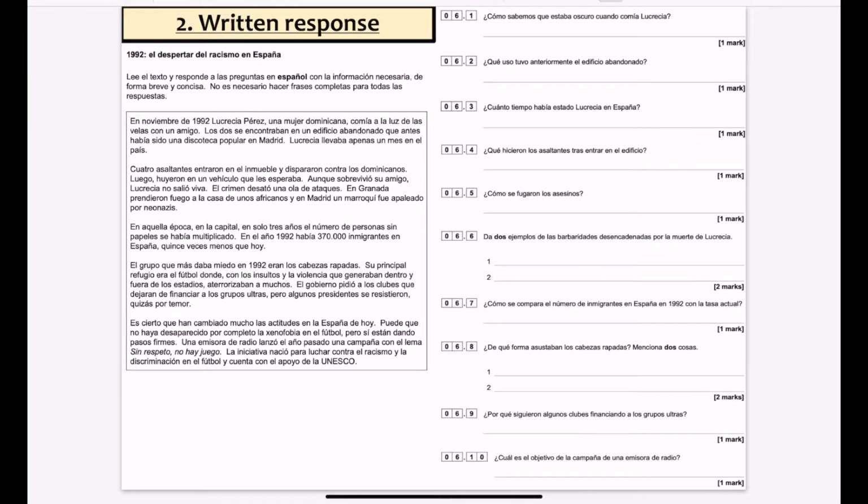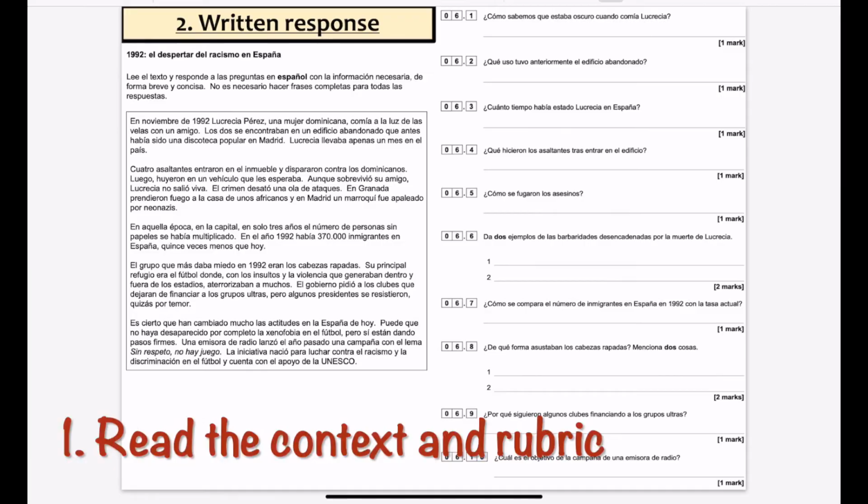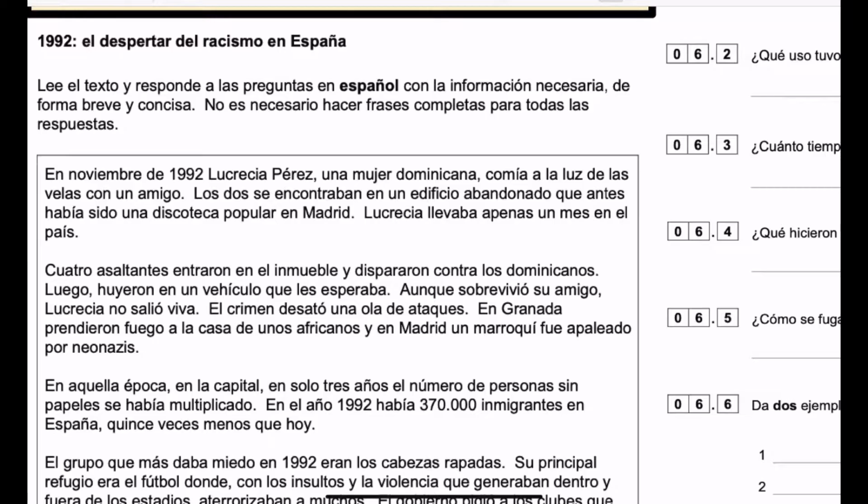So the last question, the multiple choice question for inference in Spanish, was all about looking at the text and finding clues. This time for the written response, what we need to do is locate where the answer is in the text and lift it and manipulate it appropriately to match the answers. The first thing I would do is read the context, and read the rubric, which is the set of instructions that you're given.